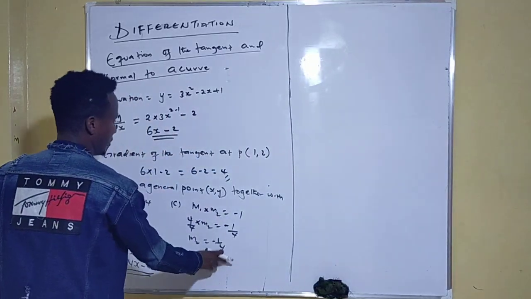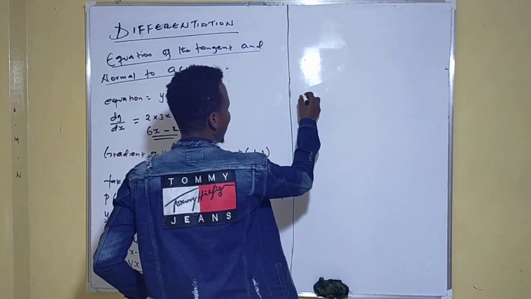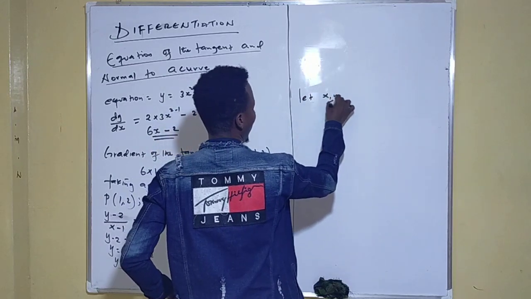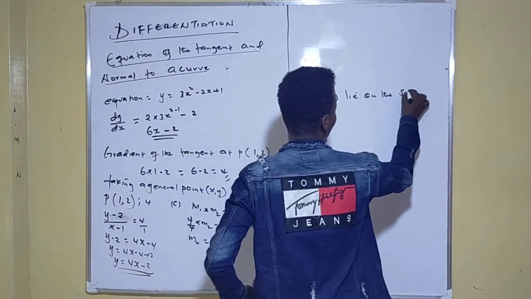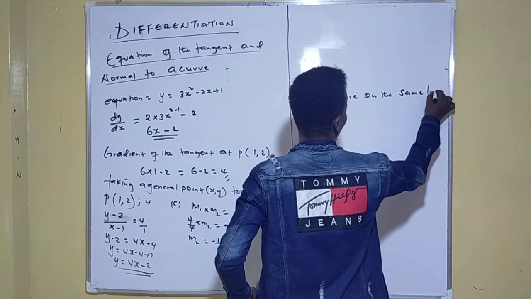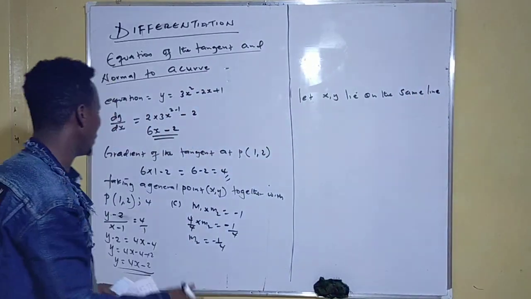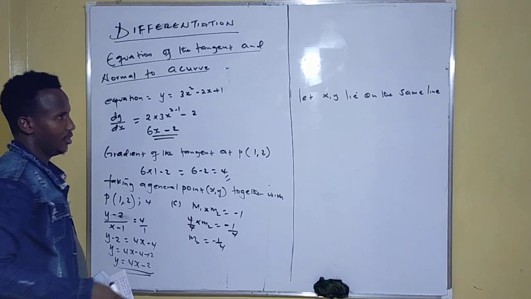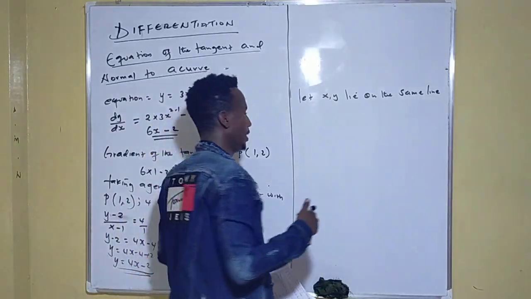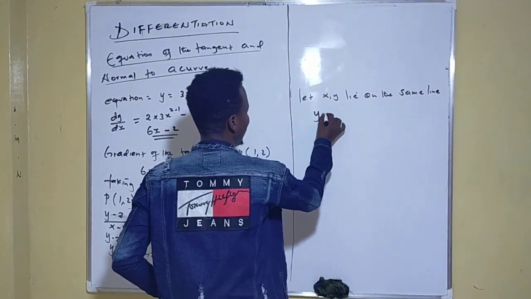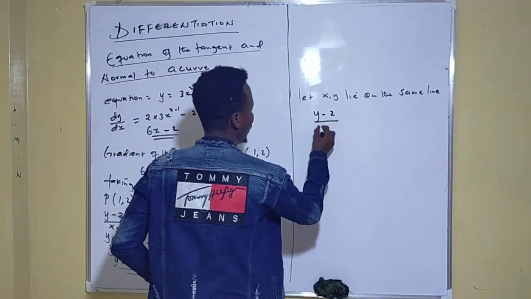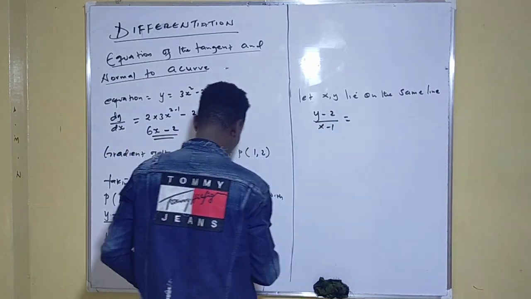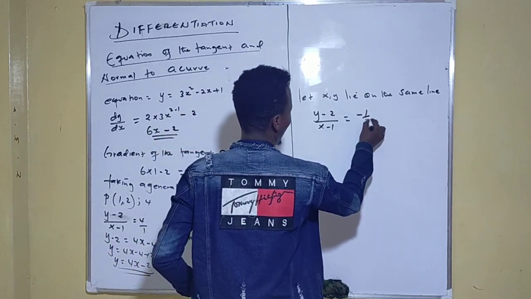So far you have the gradient. Then you can take this point. You can say, let xy lie on the same line. Or you can say, taking a general point together with that point, you can write this. So y minus 2 all over x minus 1 is equal to the gradient of the normal, which is negative a quarter.